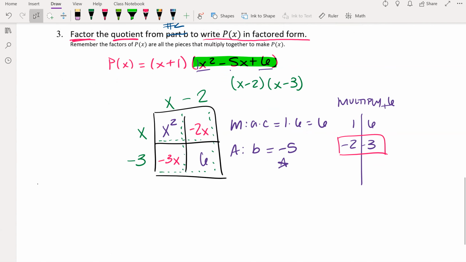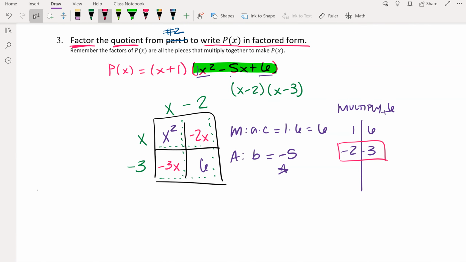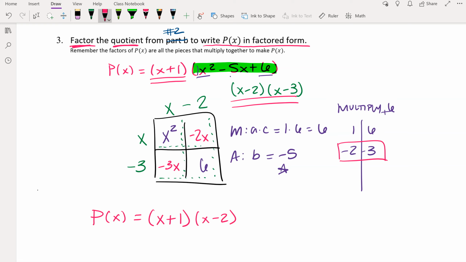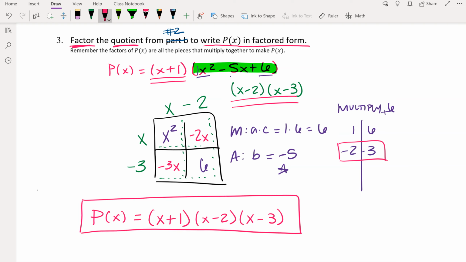So now we can finally finish our problem. We can write p of x in fully factored form. P of x equals, these are the three things that multiply together to make the original p of x that we started with. X plus 1, don't forget that factor. And then we have these two, x minus 2, x minus 3. That is the same p of x that we started with in the very, very beginning. And then if we wanted to write the solutions, we would flip the sign. X equals -1, x equals 2, x equals 3.